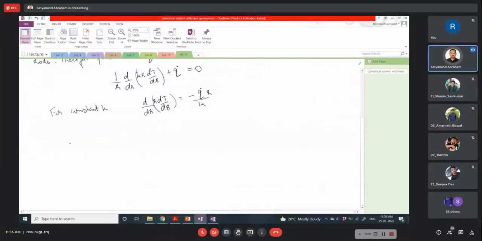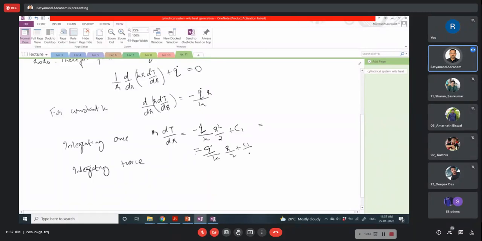Integrating once, we get r into dT by dr is equal to minus q generation by k r square by 2 plus c1. So dT by dr we can write as minus q generation by k into r by 2 plus c1 by r.